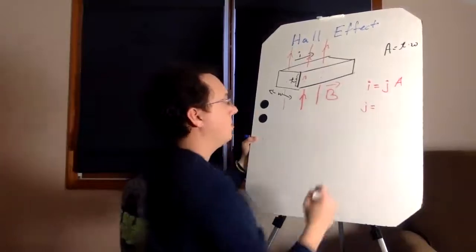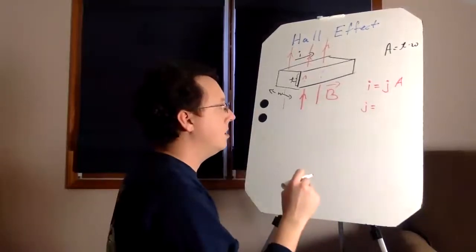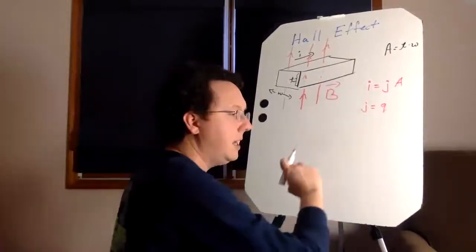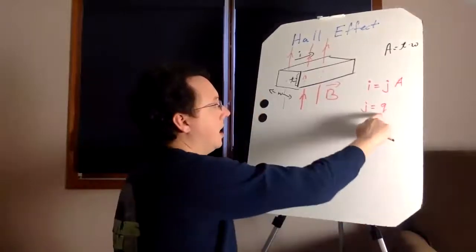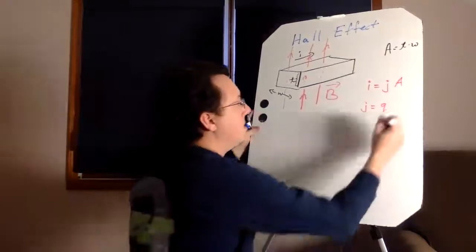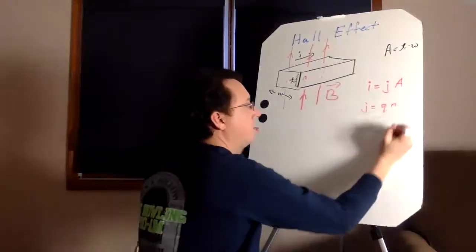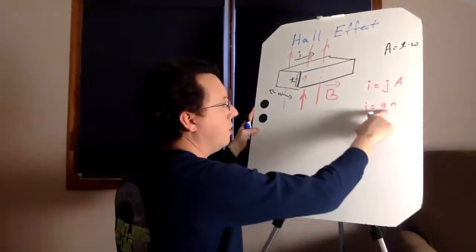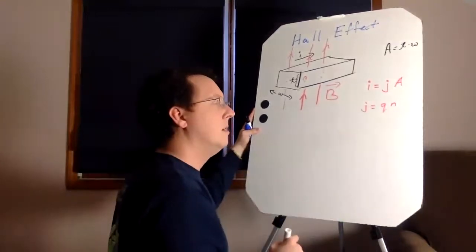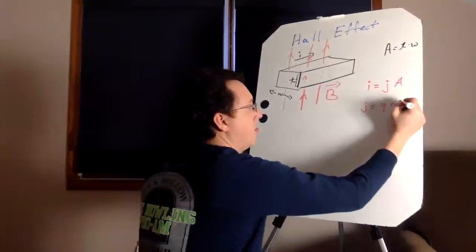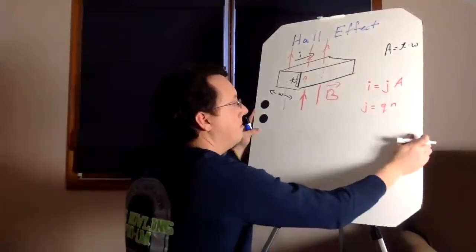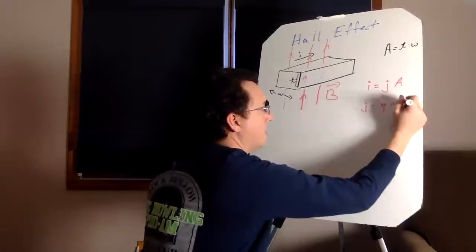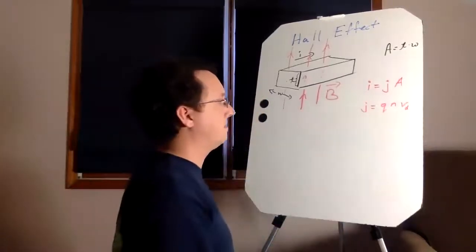J is equal to the charge per carrier. I'm just going to call that Q. That's the charge of each little element that's actually moving. I'm going to call that Q, times the number of charge carriers per volume. That's going to be a number per volume. So this is going to be a charge per volume when I multiply it. And then I'm going to multiply that times the average or typical drift velocity of one of the charge carriers.